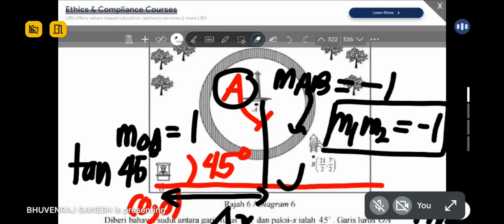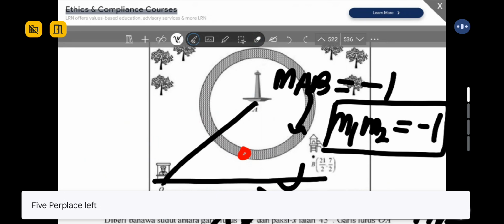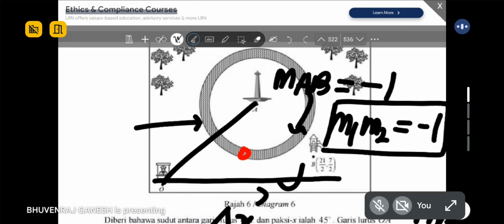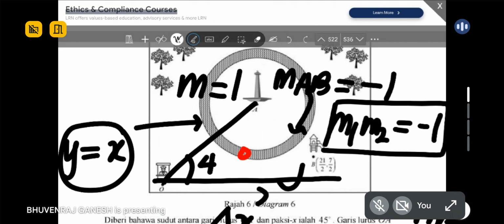Can anyone tell me what is the equation for your line OA? Just now they already say it's 45 degrees. So what is the equation over here? Anyone know? Your gradient is 1. Just now you guys found already. So you will get y equal to mx plus c, right? M is 1. So you have x. Is there y-intercept, guys? Ada tak pintasan y? You see carefully. It touched the 0 origin, asalan. So means that no y-intercept. So this is your final answer for the equation. Y equal to x. That's why you have 45 degrees over here.